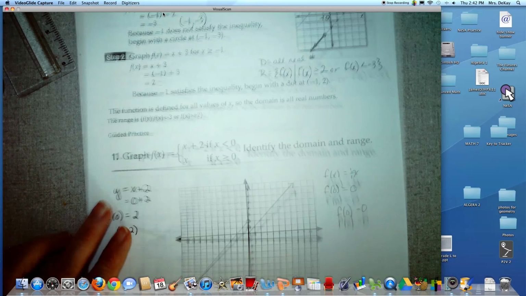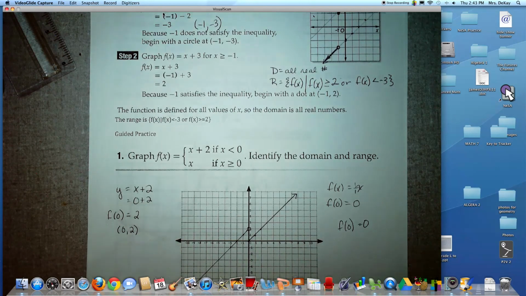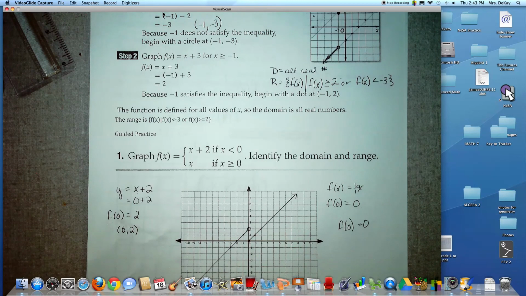Okay, so what I want to do right now is there's way more in this lesson, but I want you to practice that part right now. We can practice the first one together. Okay?